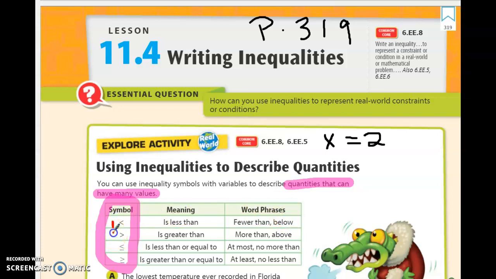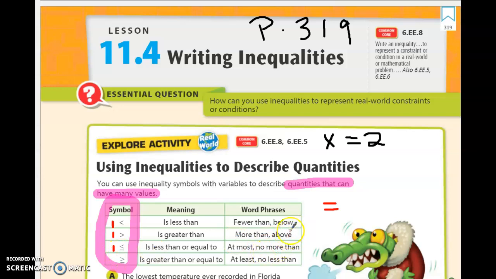This next symbol right here means greater than. And in a word problem, they might say she has more than he does, or the temperature is above. That would be where you would use a greater than symbol. The next symbol is less than or equal to. You'll notice on an equal sign, we have two parallel lines like that. Well, they just take one of those parallel lines off and they put a less than symbol on the top, and that means less than or equal to.